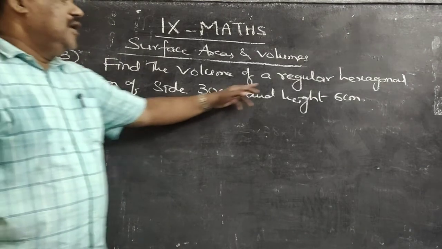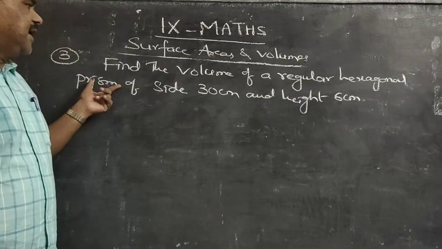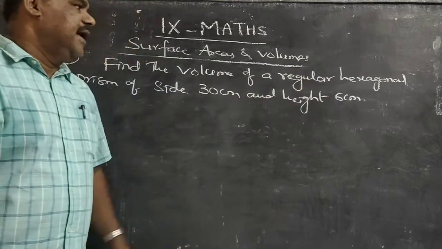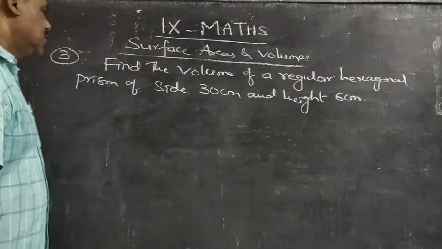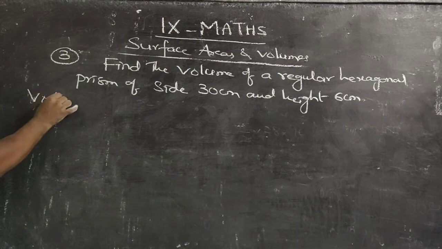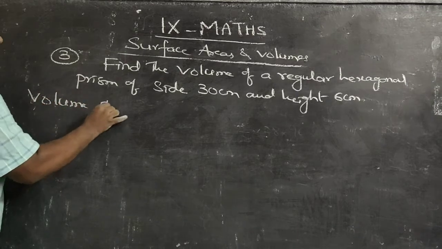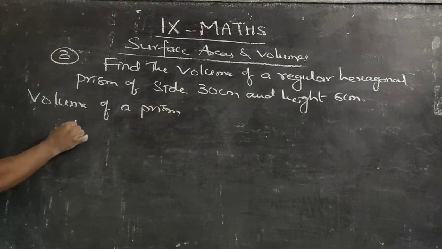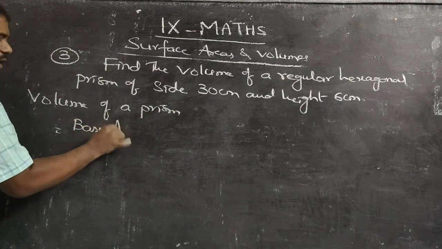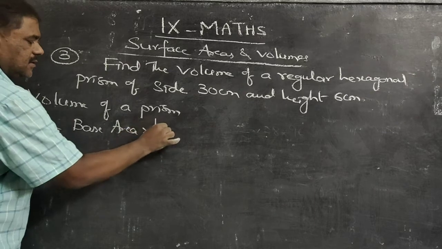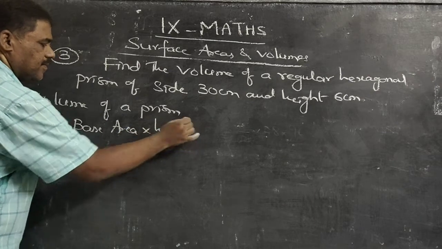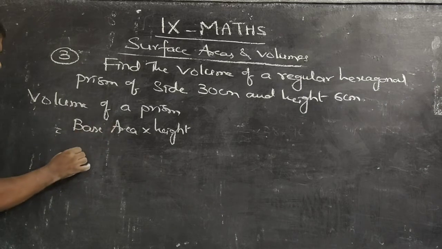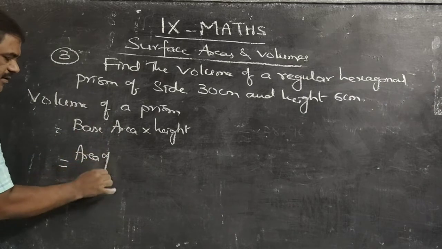We should find volume of a regular hexagonal prism. Regular hexagonal prism means base of a prism is a regular hexagon. Hexagon means 6-sided figure. So first let us write the formula for volume of a prism. Volume of a prism formula is base area into height. Base is a regular hexagon, therefore base area means area of regular hexagon.